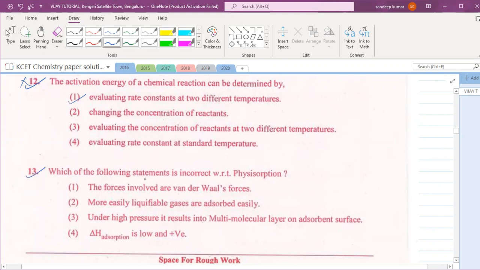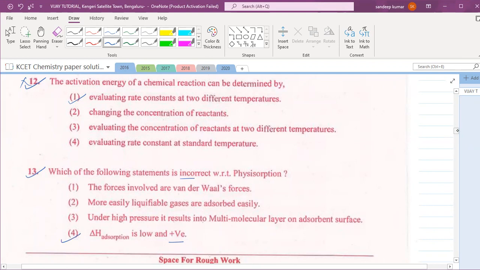Next, question number 13 from surface chemistry. Which of the following statements is incorrect with respect to physisorption? The forces involved are van der Waals forces; this is correct. More easily liquefiable gases are adsorbed easily; this is also correct. Under high pressure, it results in a multimolecular layer on the adsorbent surface; this is also correct. Delta H is low and positive? Delta H is low, but it is negative, because heat is released. So delta H is negative instead of positive, and this is the incorrect statement.